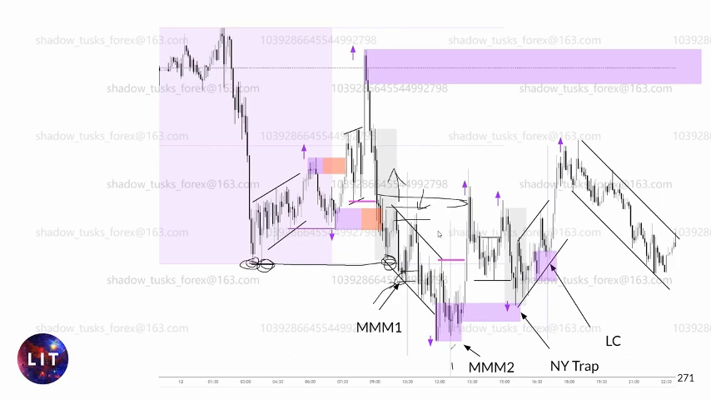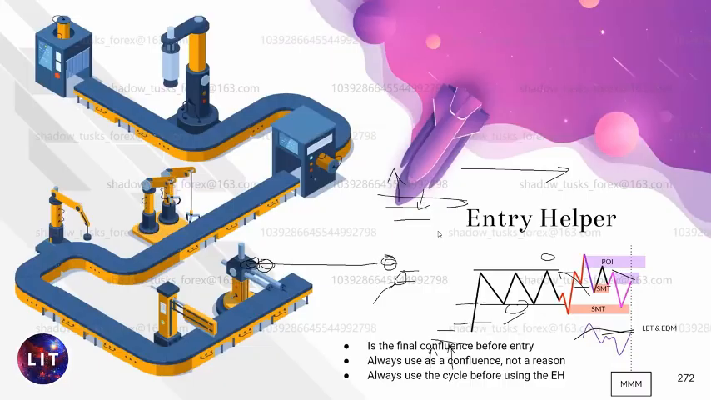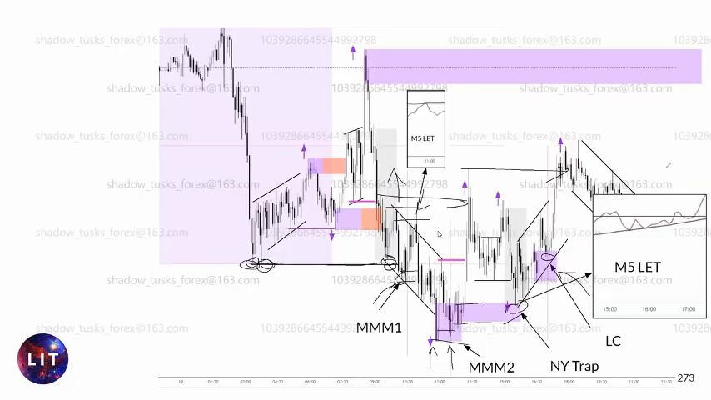And then again, we've got MM2 mitigating after this inducement, New York trap coming down, mitigating away from the inducement, and then obviously London close, mitigating to take out this overall liquidity. So that should all make sense. Now let's have a little look at the entry helper.